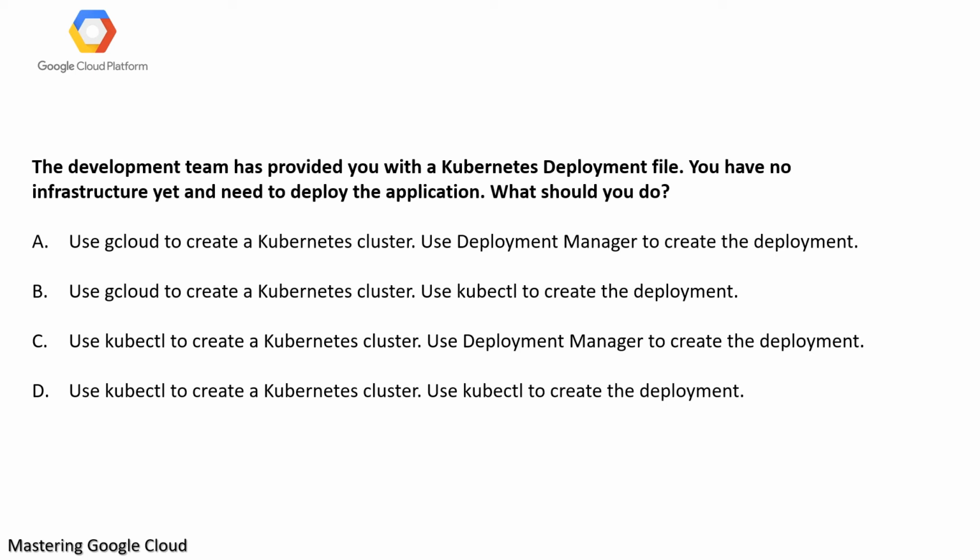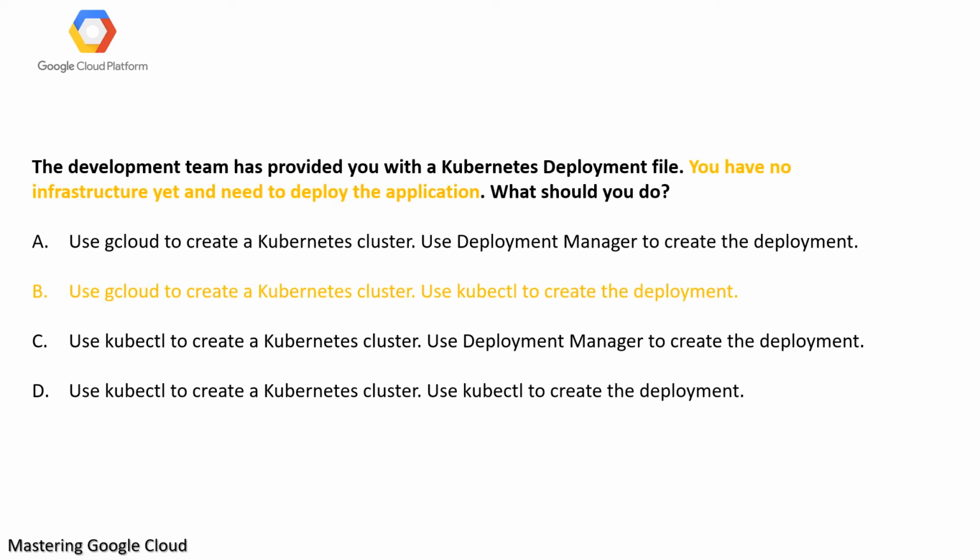Option C, use kubectl to create the Kubernetes cluster. It's not right. And option D, use kubectl to create the cluster. Again, it's not the right choice. So option B seems to be the right choice. So option B, using gcloud to create the Kubernetes cluster and kubectl command to create the deployment is the right choice.